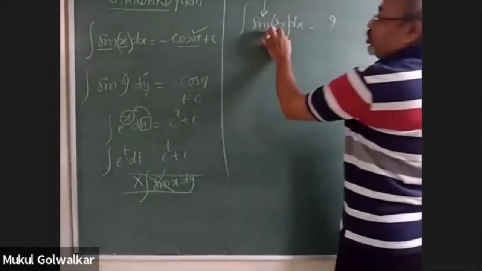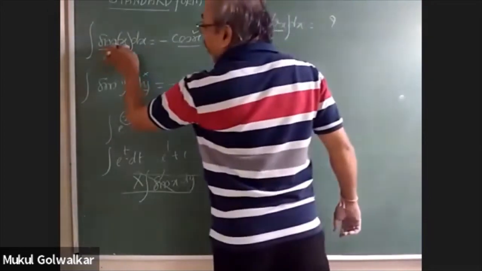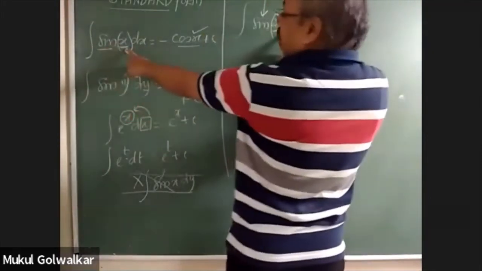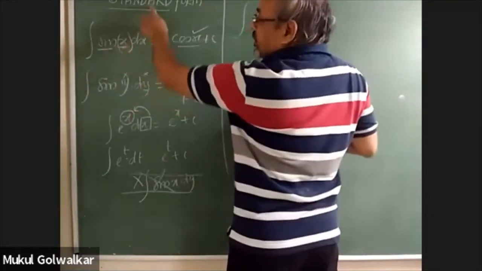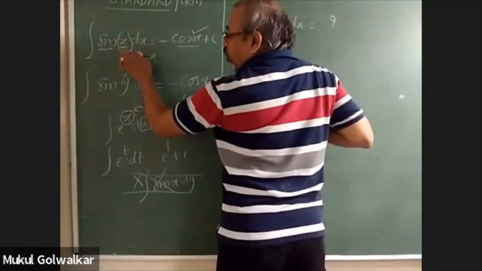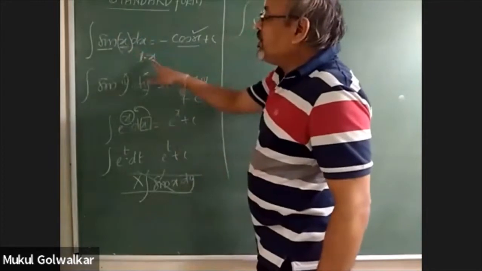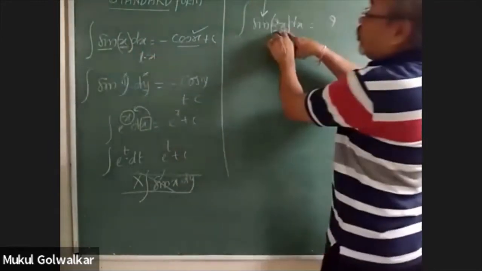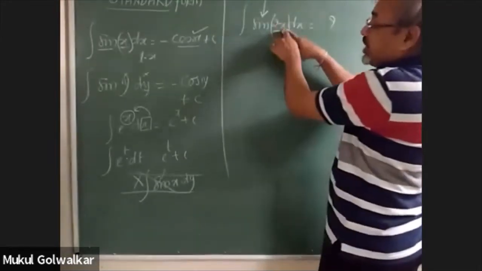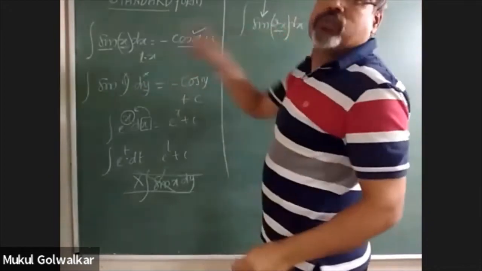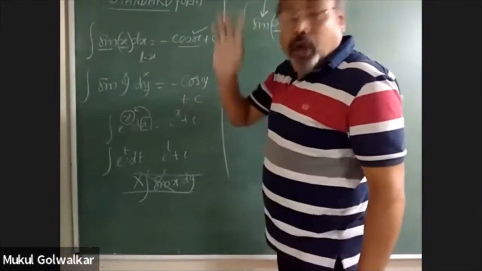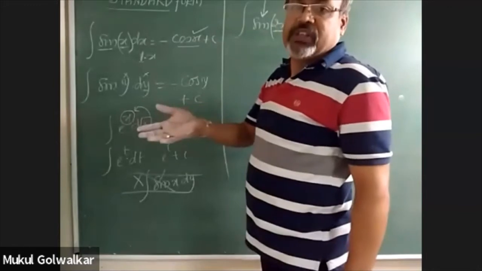So here what I do, I just try to compare these two quantities. Here I could see that in the standard function, what is the coefficient of x? This coefficient of x is 1. And what is the difference over here? That coefficient of x is other than 1. Okay, so this is the minute difference. So how to remove this minute difference?